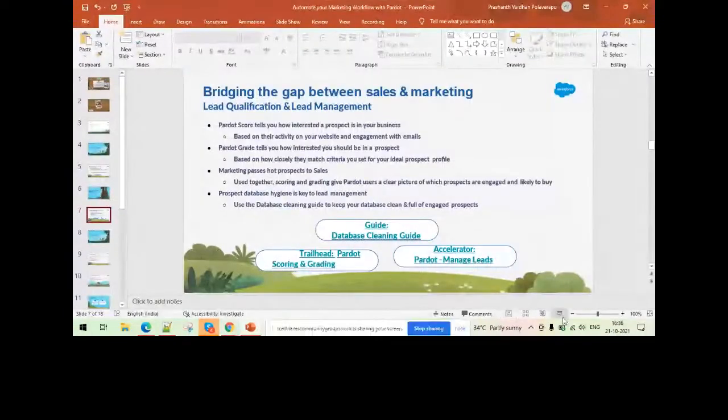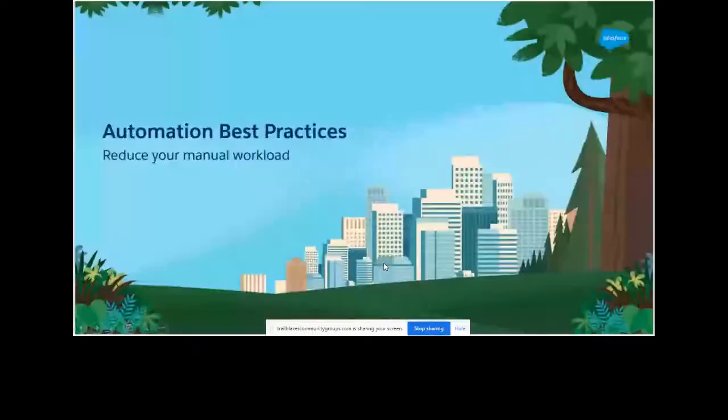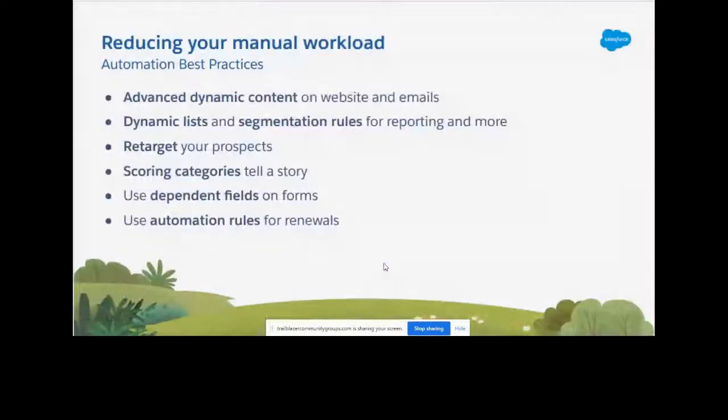And then, yeah, we are almost over here. So we have some best practices that I've framed up over here. So what are the automation best practices? It's always best to have advanced dynamic content on website and emails.